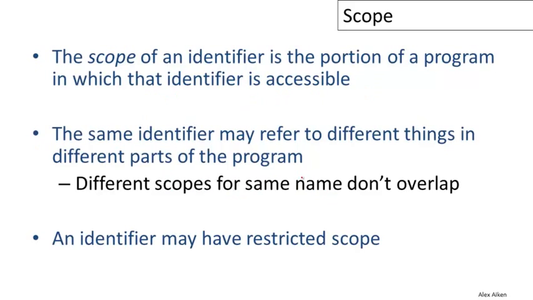So these two examples illustrate the idea of scope. The scope of an identifier is that portion of a program in which the identifier is accessible. And just notice that the same identifier may refer to different things in different parts of the program. And different scopes for the same name can't overlap. So whatever the variable x, for example, means, it can only refer to one thing in any given part of the program. And identifiers can have restricted scope. There are lots of examples, and I'm sure you're familiar with them, of identifiers whose scope is less than the entire program.